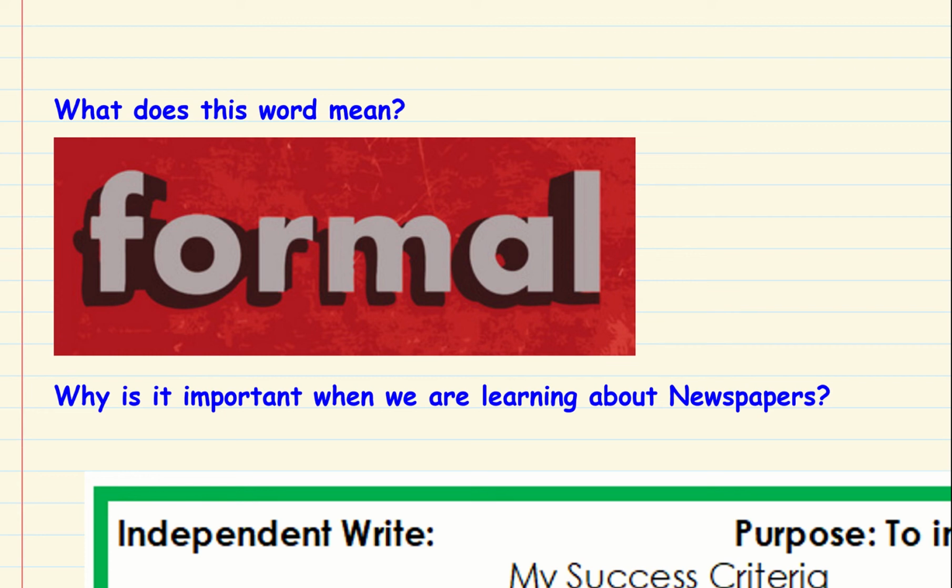Formal language is about using those posh words, so not necessarily the ones that just sound better, but our posh words, the vocabulary and words that just sound more serious and professional. Now this is important in a newspaper because we need to convince our readers that we actually know what we are on about. So remember, not just necessarily the best word, but the more serious words.